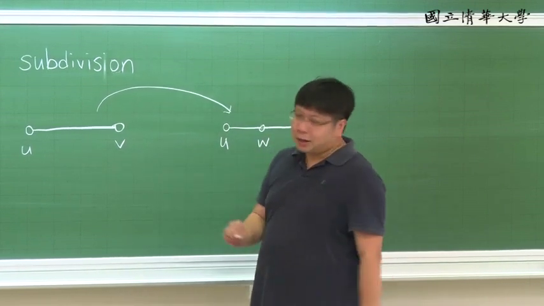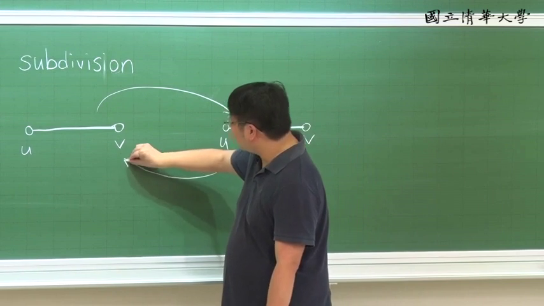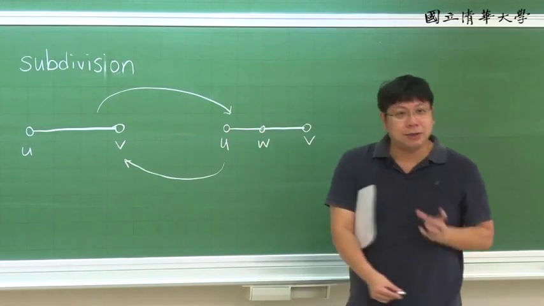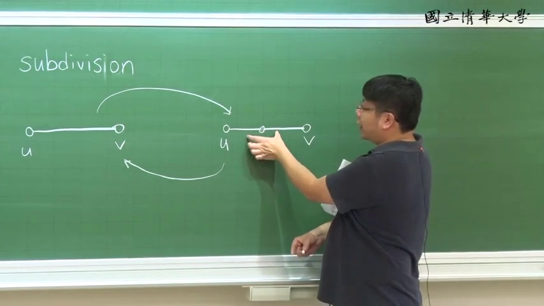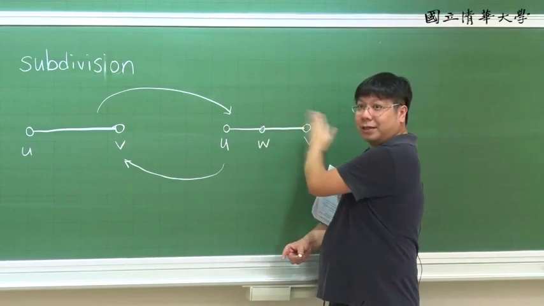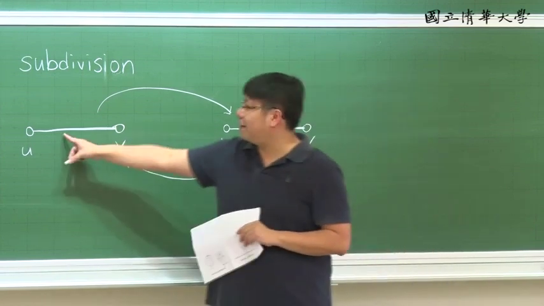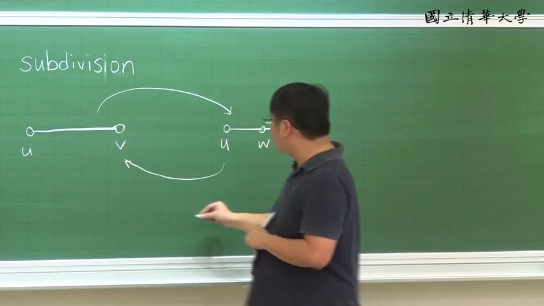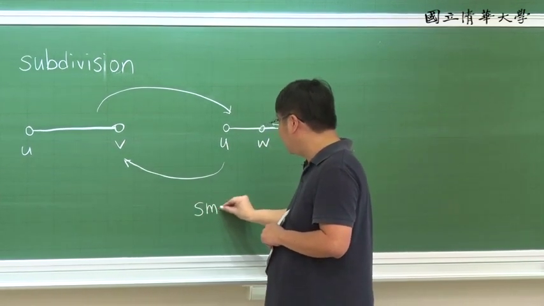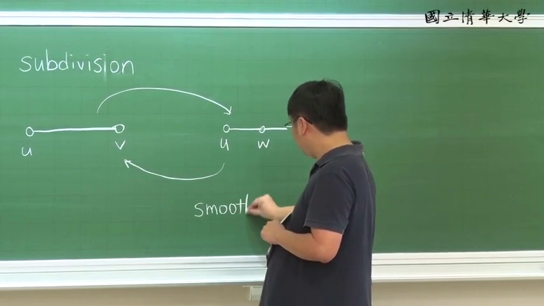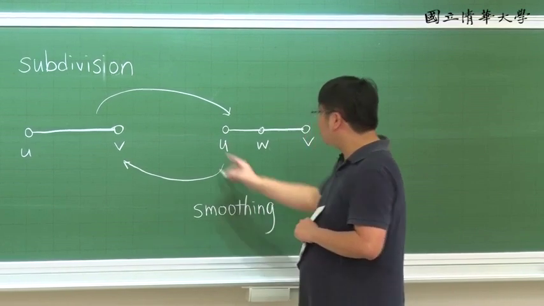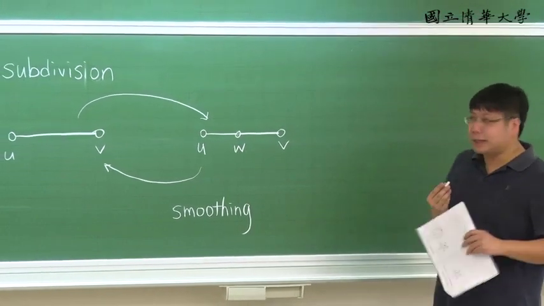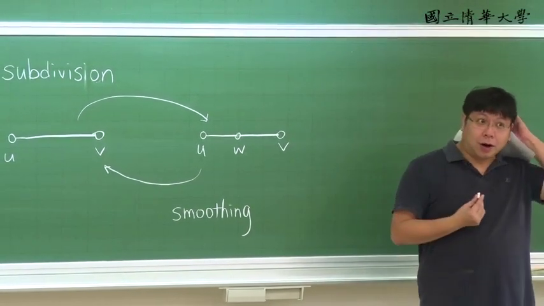And then you can think about the reverse direction. The reverse direction is when you have a vertex that is joining exactly two edges. We can remove this vertex to make it disappear. In this case, we call this operation a smoothing operation. So we make this smooth.